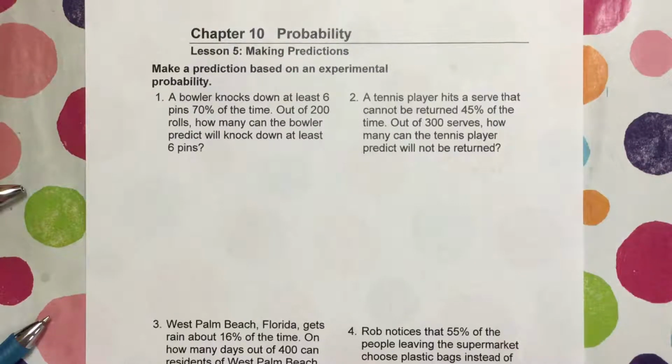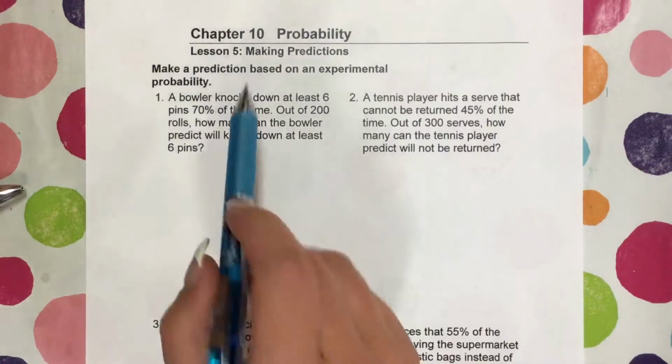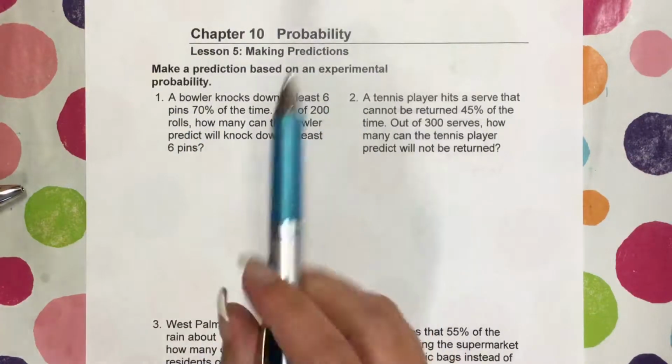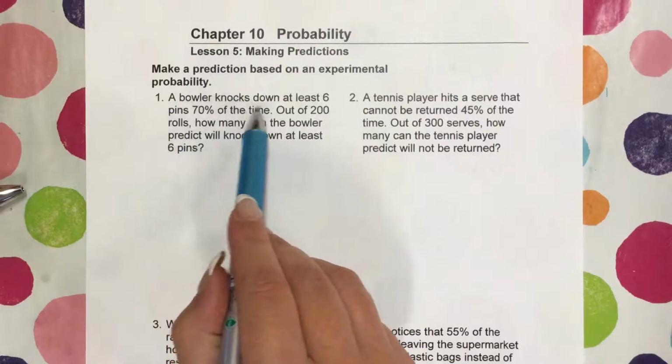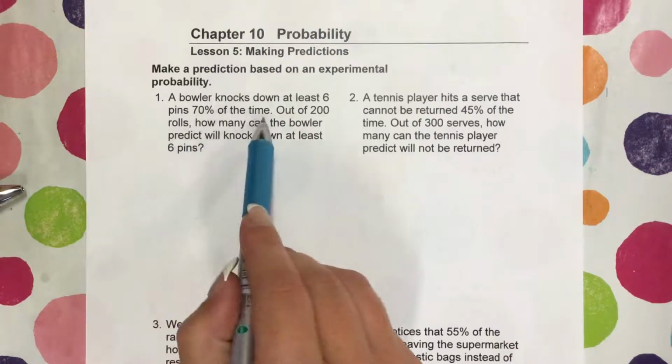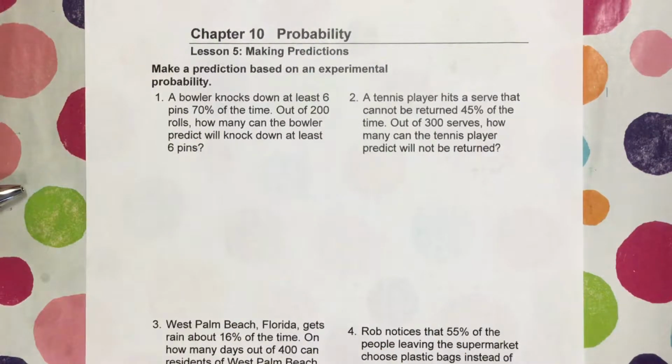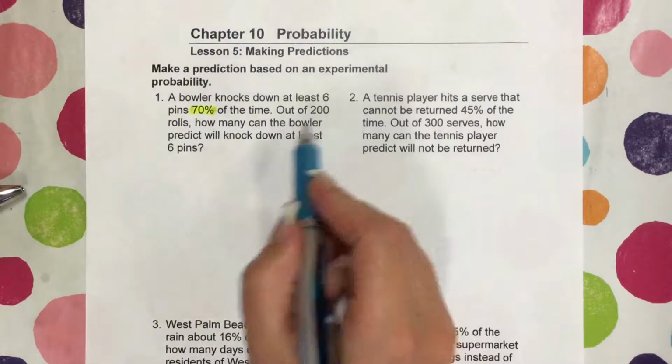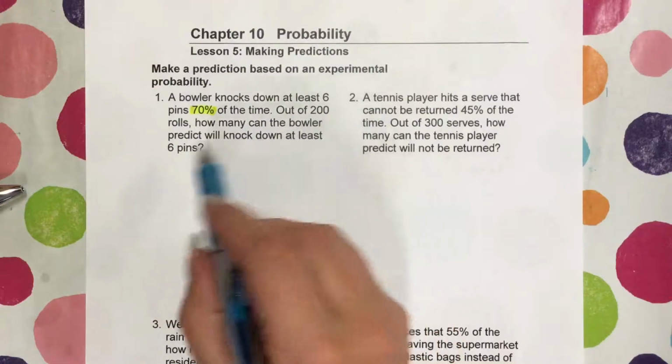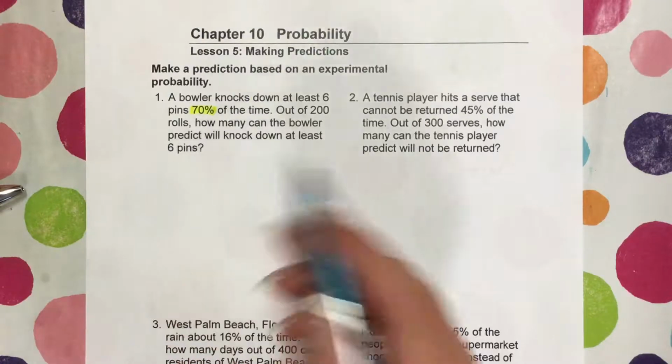Hello, hello. We are back with Chapter 10, Probability, Lesson 5, Making Predictions, and this is the guided practice. So, making a prediction based on an experimental probability, that's what we're going to be working on. Number 1 states a bowler knocked down at least 6 pins 70% of the time. Okay, there's that percentage for us. Out of 200 rolls, how many can the bowler predict will knock down at least 6 pins?